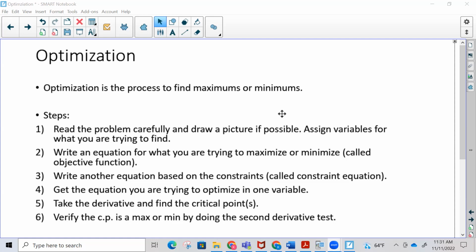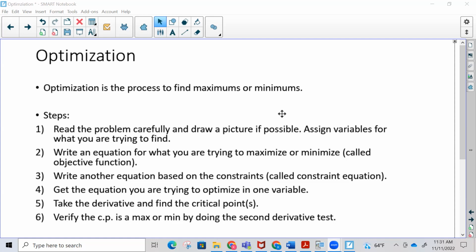But what we're going to do is you're going to read the problem carefully, draw a picture if possible, and then assign variables for what you're trying to find. Most of the ones we're doing won't have pictures because it's revenue, profit, and cost. But if you took a different calculus class and you were doing something with maximizing, minimizing area and perimeter, it's helpful to draw a picture for those.